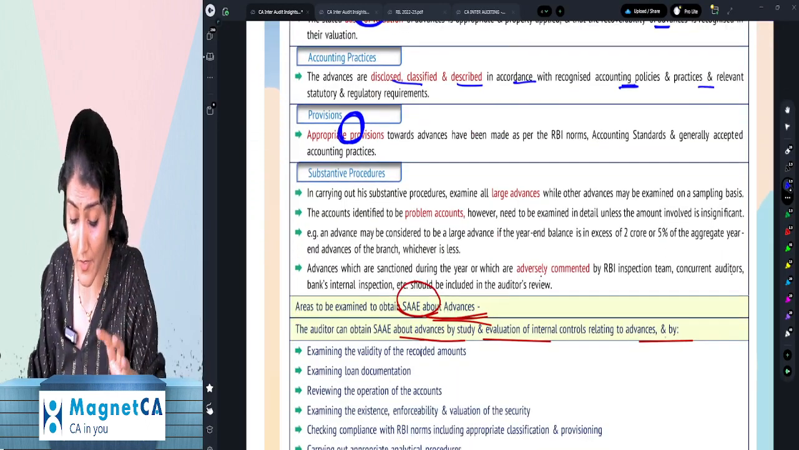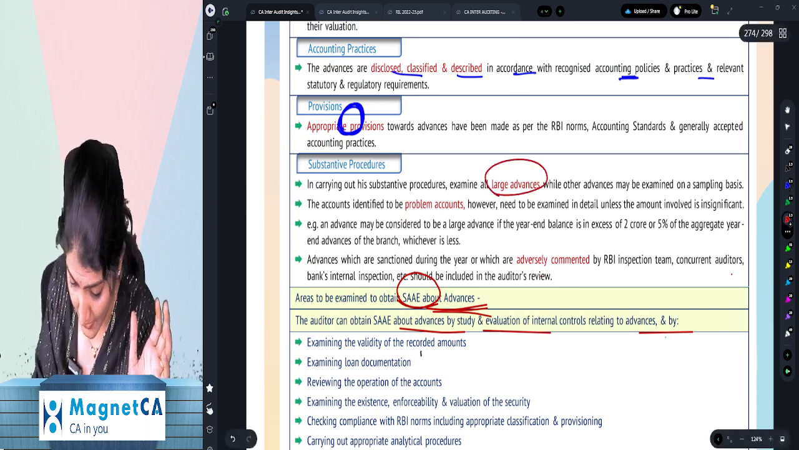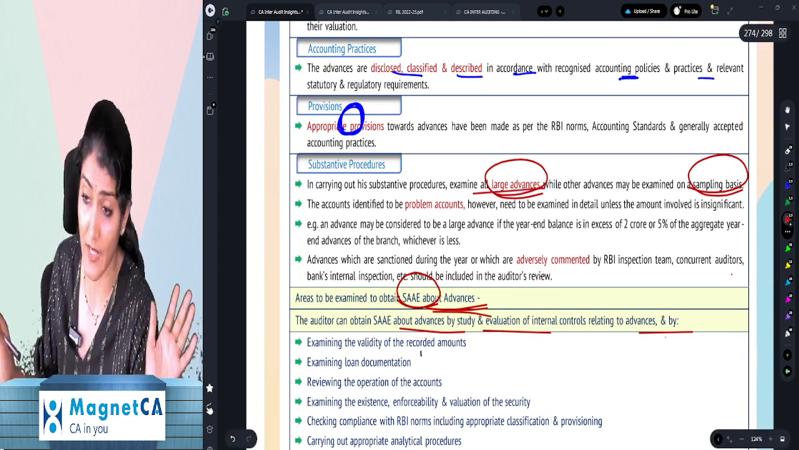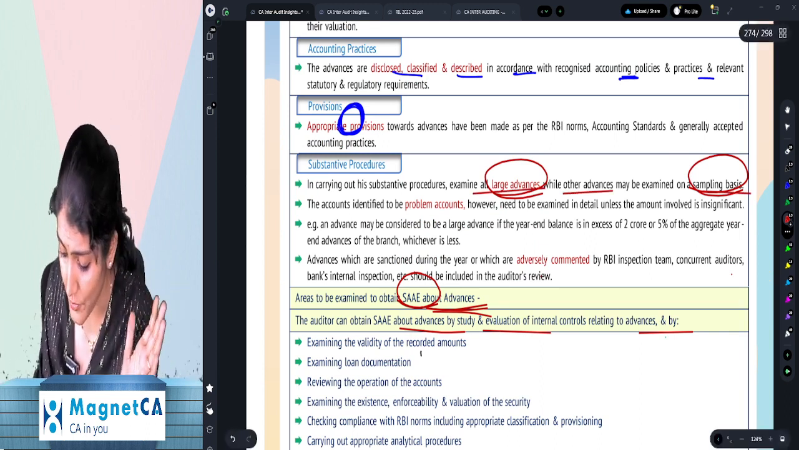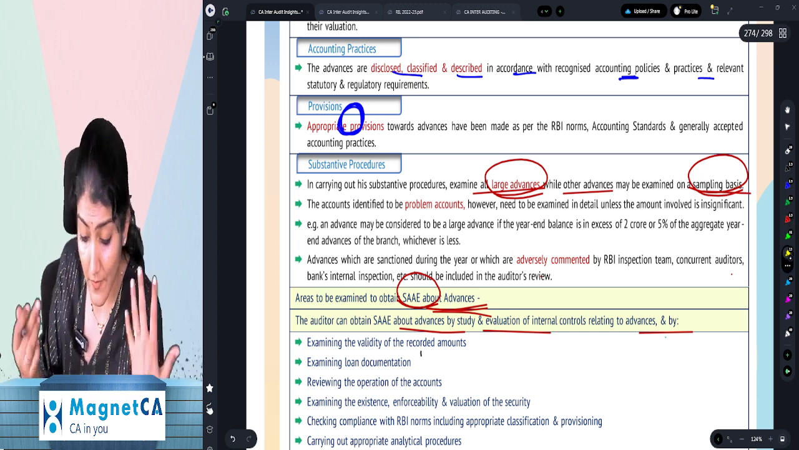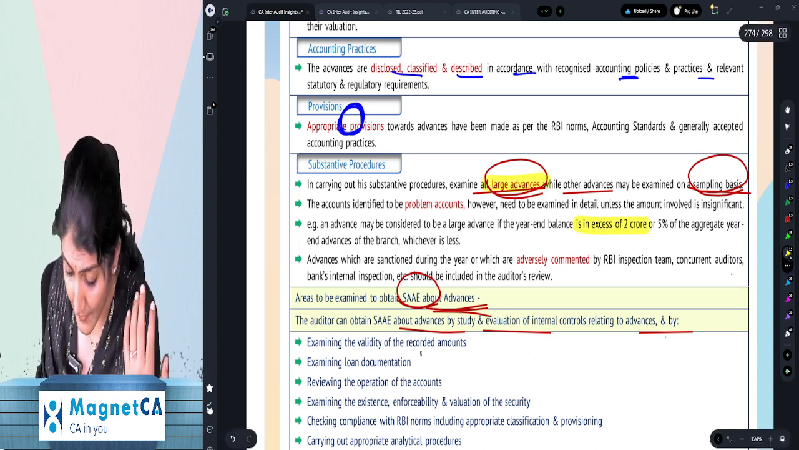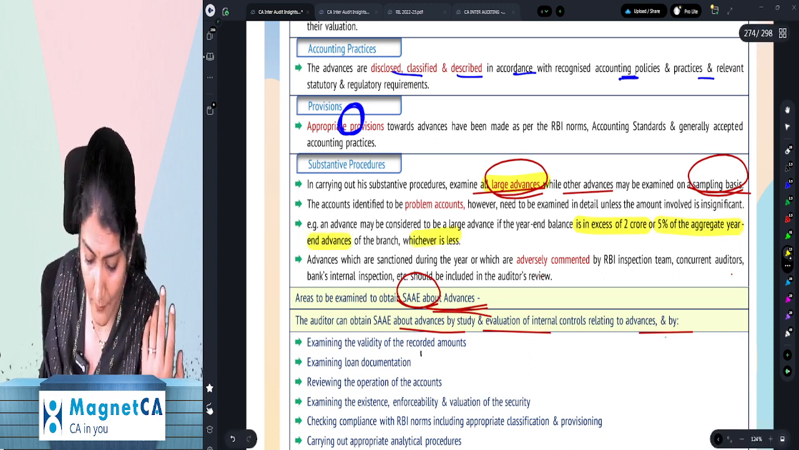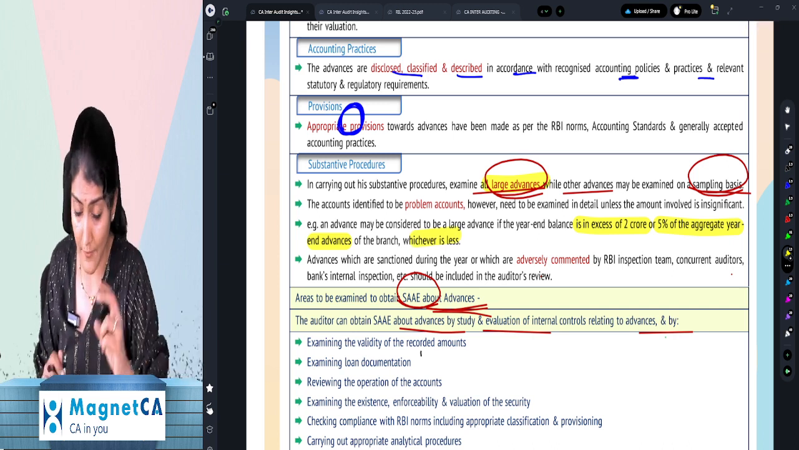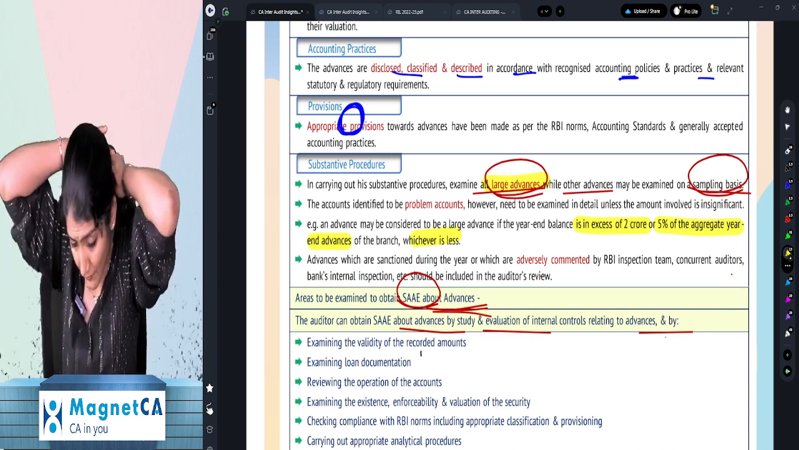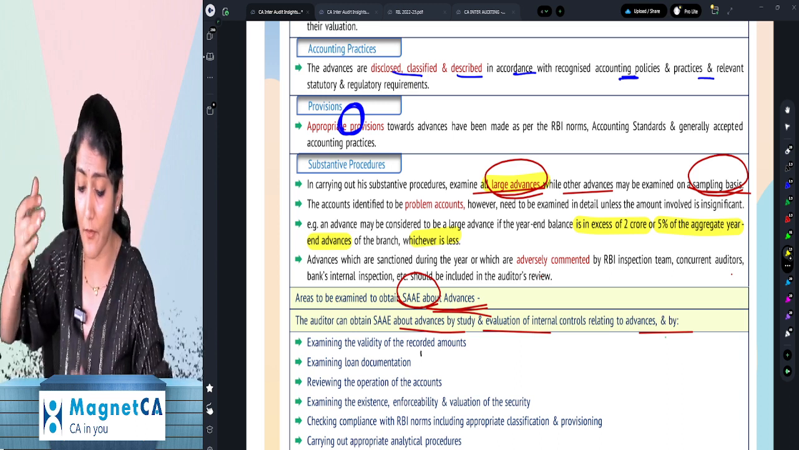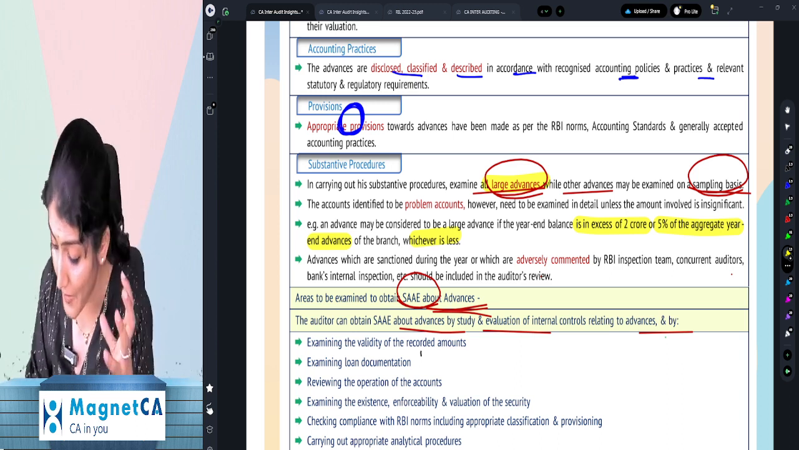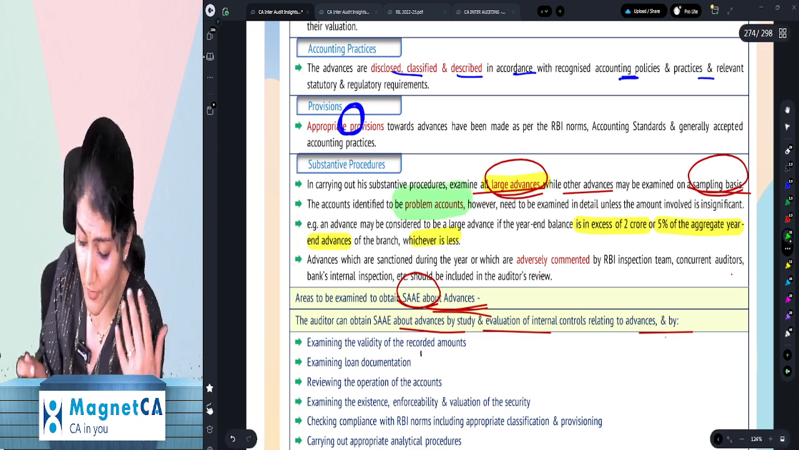So what does it say? Auditor, in detail you check all the large accounts, and other accounts you check on a sample basis. So what does it say? Examine all the large accounts, and other than large accounts, you check them on a sample basis. When do you say that it's a large advance? It says if the year-end balance is in excess of 2 crore, or 5% of the aggregate year-end advances of the branch, whichever is less. Right, so large advances, small advances. Then apart from large advances, it says auditor, you also check the problem accounts.